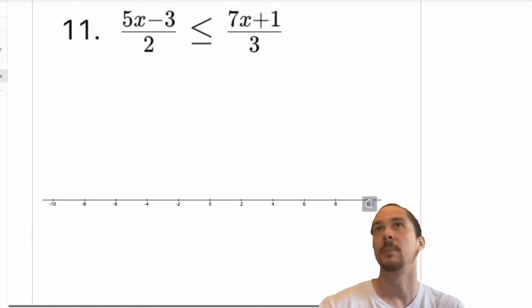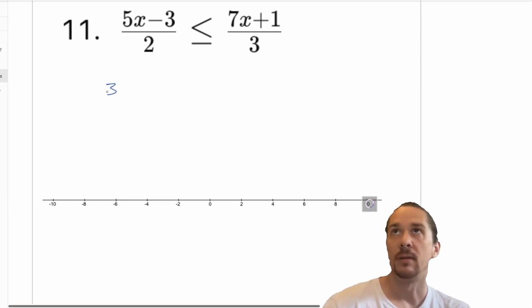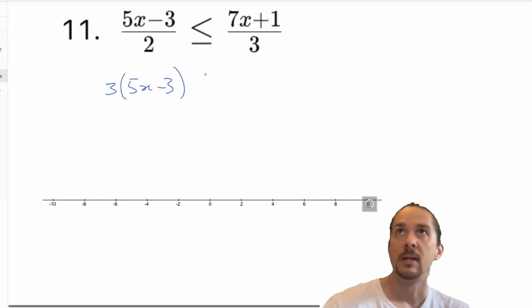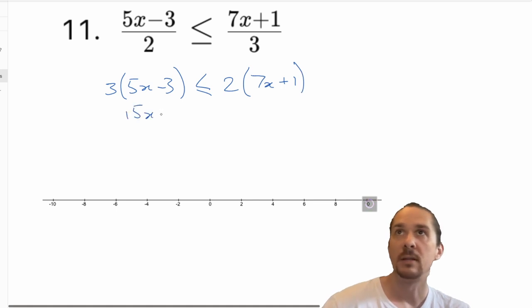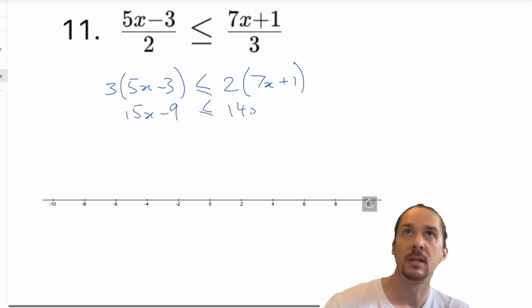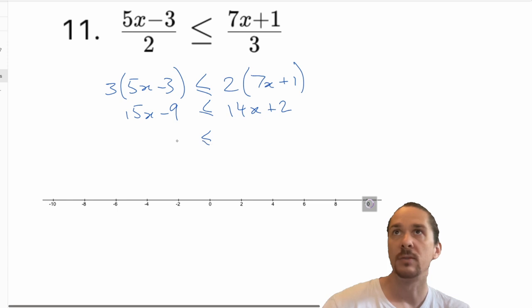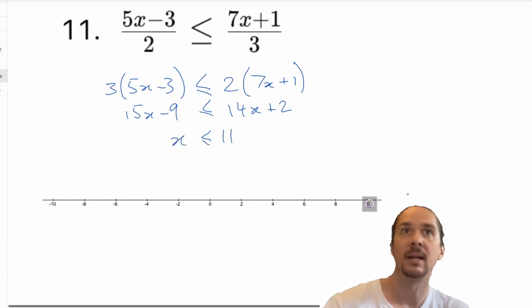Okay, I'm going to multiply everything by 6 here. So we're going to have 3 times 5x minus 3 is less than or equal to 2 times 7x plus 1, which means 15x minus 9 is less than or equal to 14x plus 2. Subtract 14x from both sides and add 9 to both sides. I get that x is less than or equal to 11.